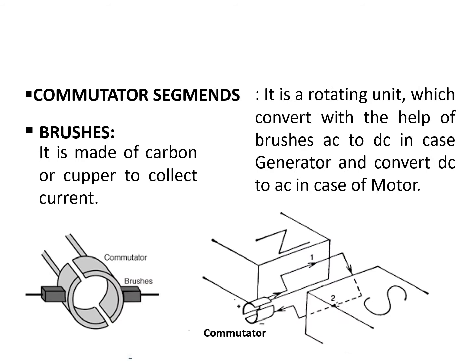The commutator segments are the rotating unit, which converts AC to DC with the help of the process in the case of a generator, and converts DC to AC in the case of a motor. The commutator segments are insulated from each other by an insulating material like mica.